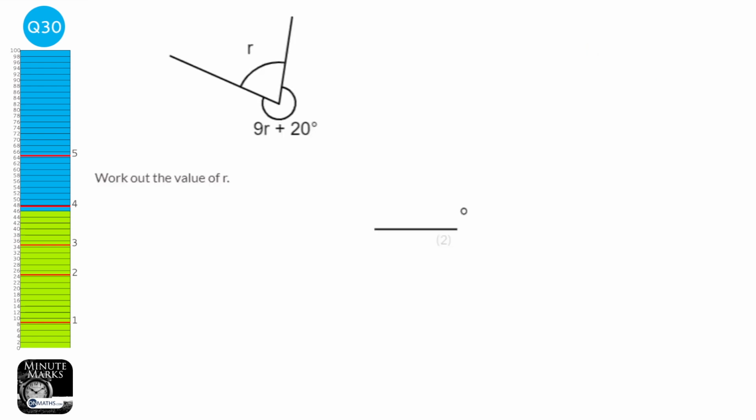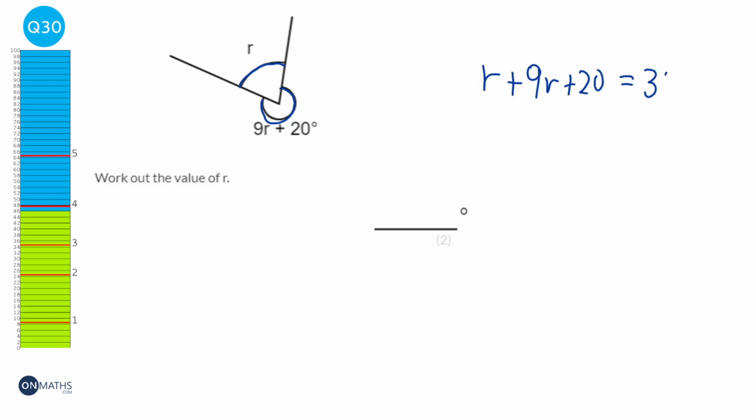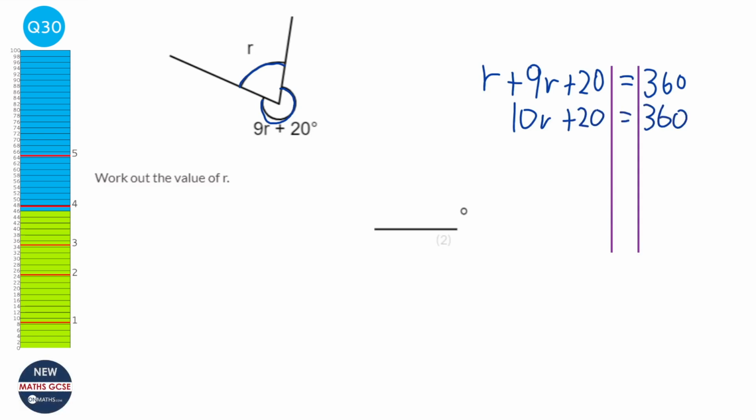So angles on a point add up to 360, and we are given the values of the angles, but in terms of r. So we know that r plus 9r plus 20 will equal 360. So we've got an equation here we can solve. First of all, let's add the r's together, and so that will be 10r plus 20 equals 360. Then we're going to subtract the 20 from both sides.